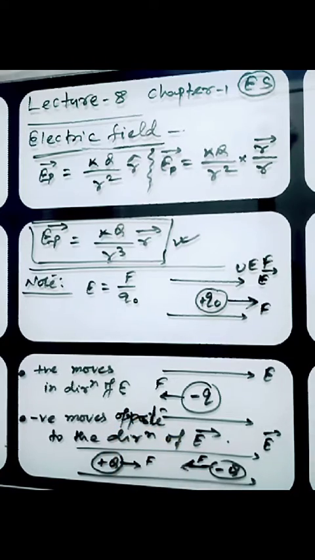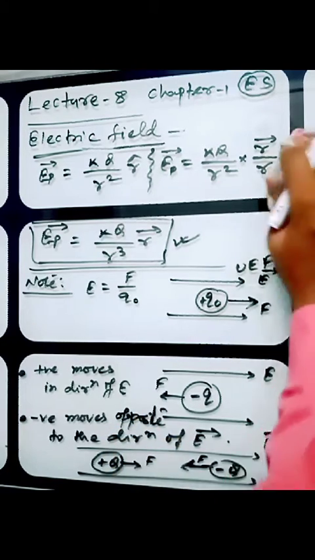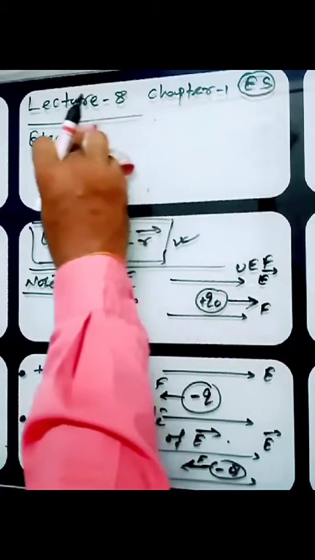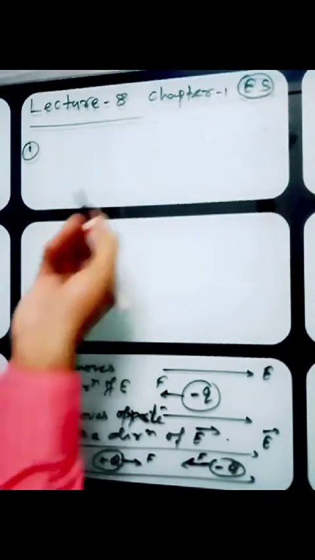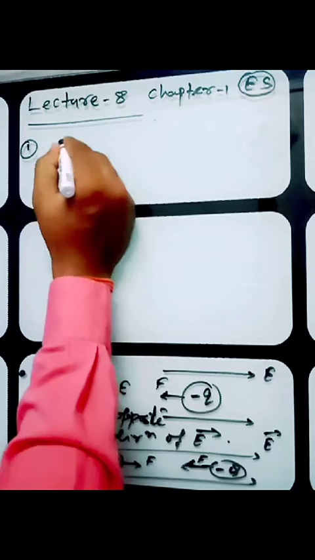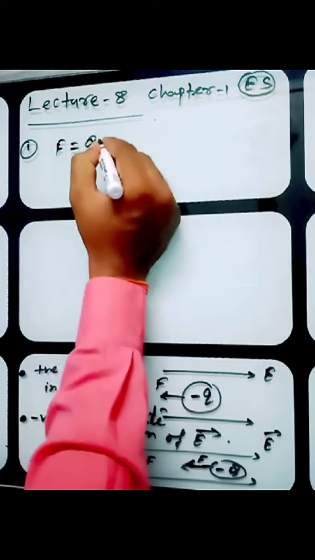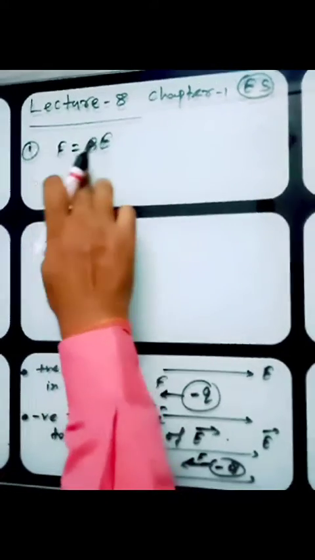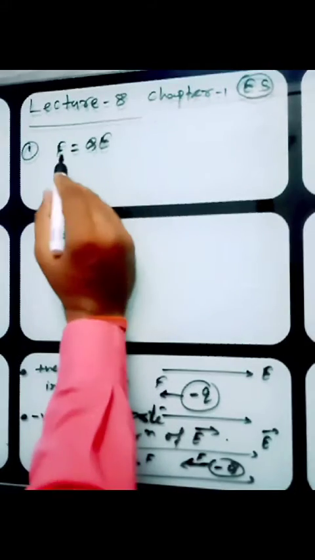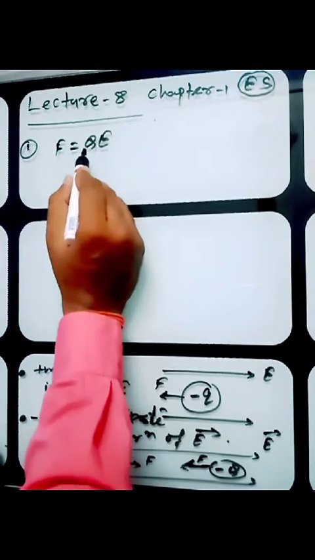Okay, students. So overall we got two very important formulas. What are those? One, F equals Q times E. E was F by Q, so F is Q times E. This is the force experienced by any charge. Which charge?